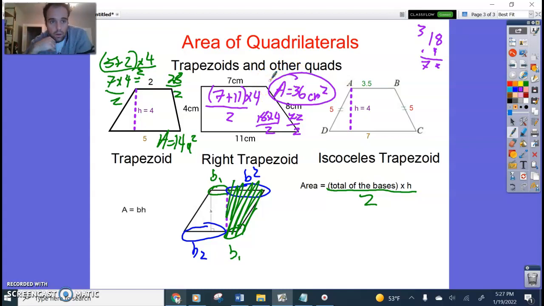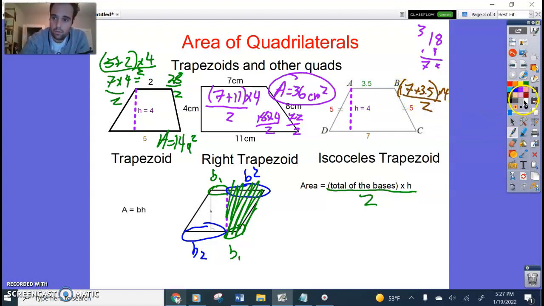Well, on the right, the isosceles trapezoid. Just because they're decimals doesn't mean you can't do it. We're going to be doing the total of the bases. That's 7 plus 3.5 times the height, which is 4, and then divided by 2.